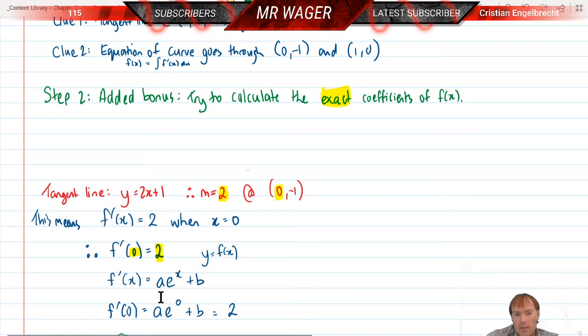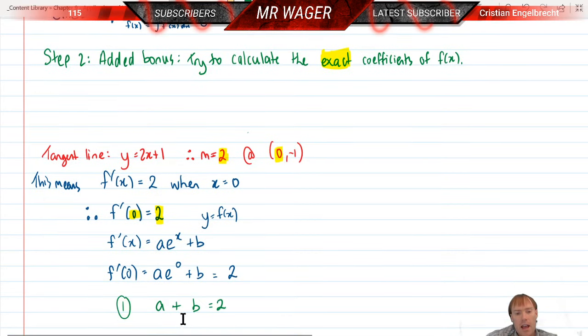So then a e to the power x plus b is given to us in the question, and all we're going to do is substitute x equals 0 into this clue and come up with an equation. So we're going to get a e to the 0. E to the 0 is just going to be 1, so a plus b has to equal 2. So our equation is going to be this, a plus b equals 2. That's our first of our simultaneous equations that we're going to come up with for this question. So that was to do with clue number 1.